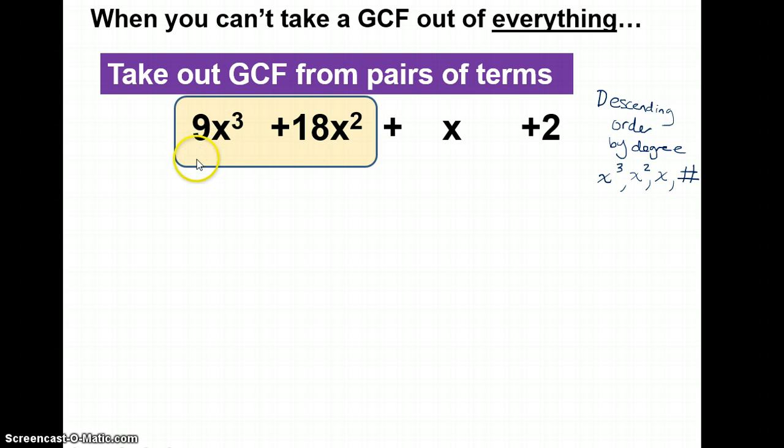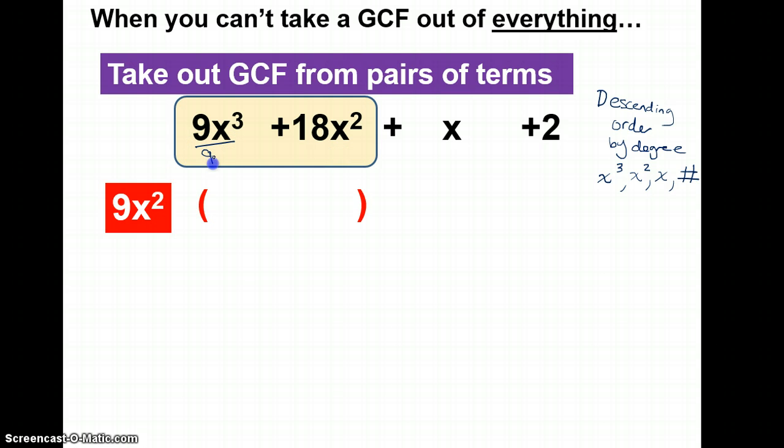So what could I take out of both 9 and 18? What's the biggest number you can think of? And what's the largest amount of variables we could take out? A 9x squared, right? Because 9 goes into 9, and 9 can go into 18, and x squared is the most we could take out. So let's go ahead and do that.